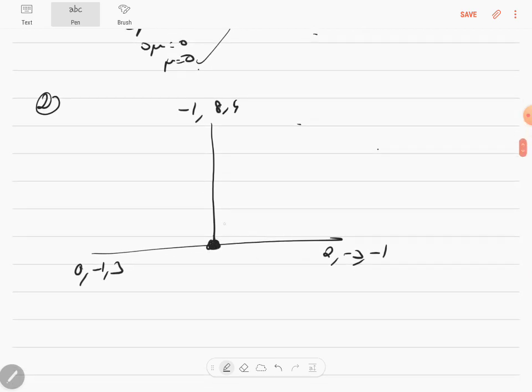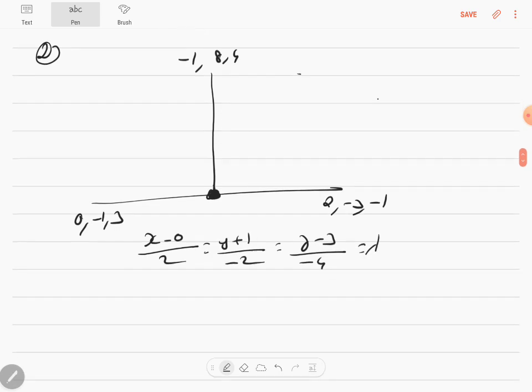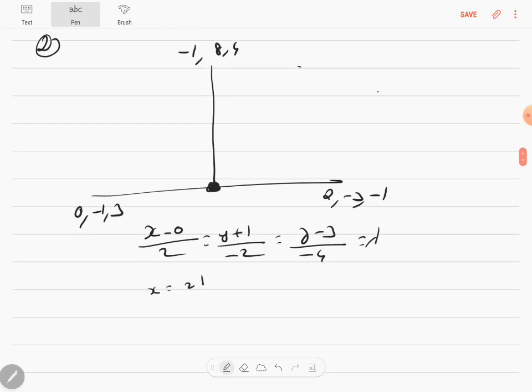You can assume this as x, and you can get an equation of the line. We have 2 points, so let's find the equation of this line. (x - 0)/(2 - 0) = (y + 1)/(-3 + 1) = (z - 3)/(-1 - 3) = lambda. Minus 3 plus 1 is minus 2. So from this you write what is x. x = 2 lambda, y = -2 lambda - 1, z = -4 lambda + 3.